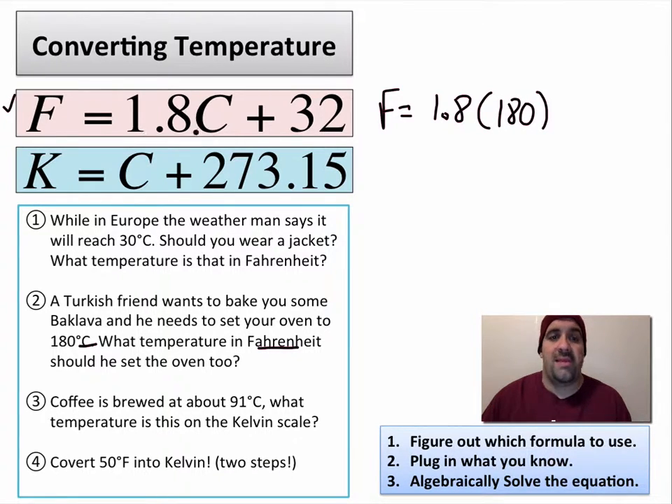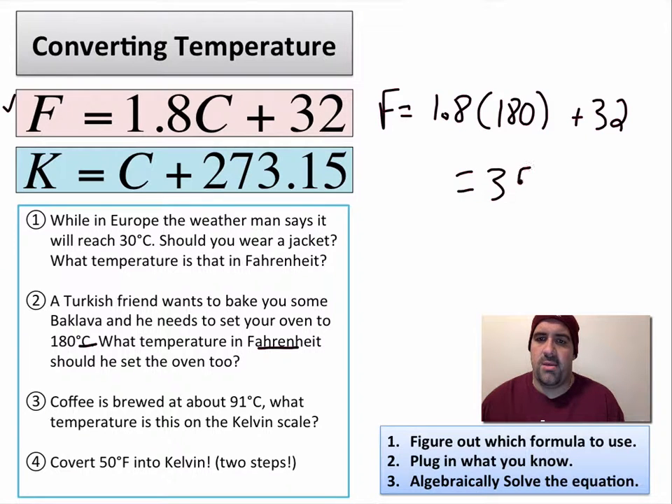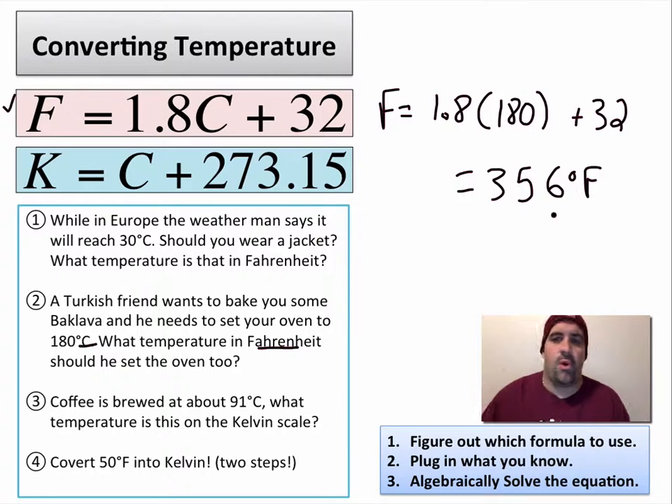This is where you go: 1.8 times whatever the temperature is in Celsius, plus 32. And when you multiply 1.8 times 180 and you add 32 to it, you're going to come up with 356 Fahrenheit. So you want to set your oven to 356, 350-ish, maybe a little more. So again, you just take the temperature in Celsius, you plug it in for C, you solve algebraically, you get your answer. Don't forget order of operations if necessary.